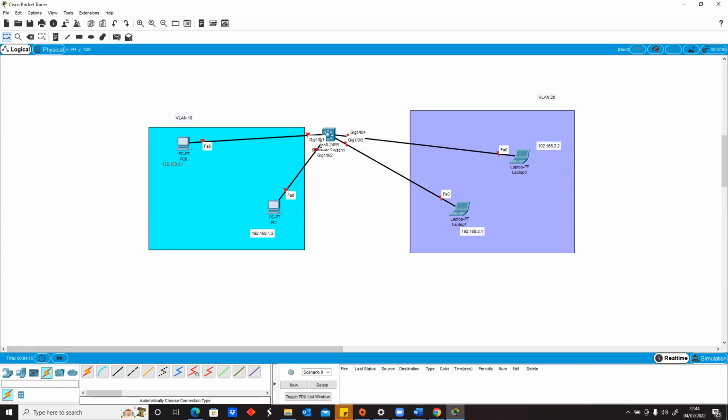So this is gigabit Ethernet 0/1, and 1/0/2 and 1/0/3 and 1/0/4.